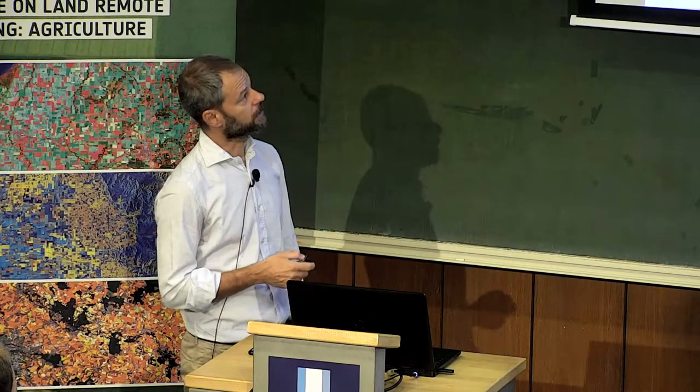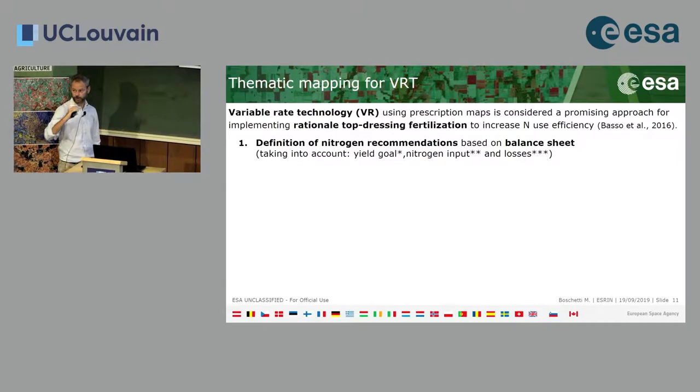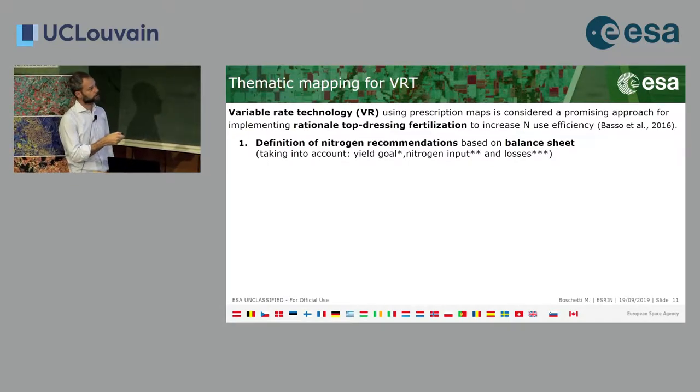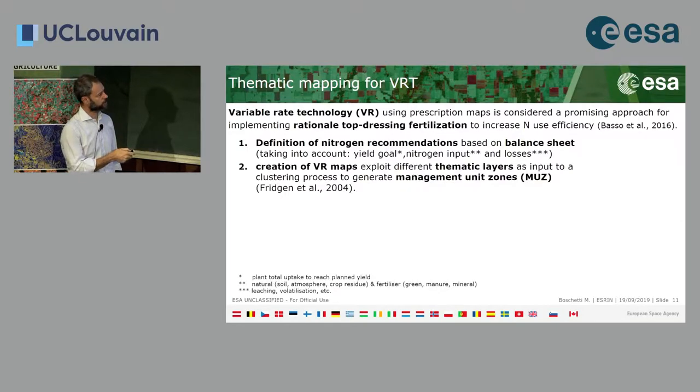To do that, we have to base the definition of the recommendation, usually, on a balance sheet that takes into account the yield goal, what we want to reach. It means how much nitrogen the plants need and how much will be in the tissue at the end. Then the nitrogen input that we will give and an estimate of the losses. The nitrogen input includes what is already naturally in the soil, what arrived from the crop residue of the previous crop, and also from green fertilizer or from mineral fertilization.